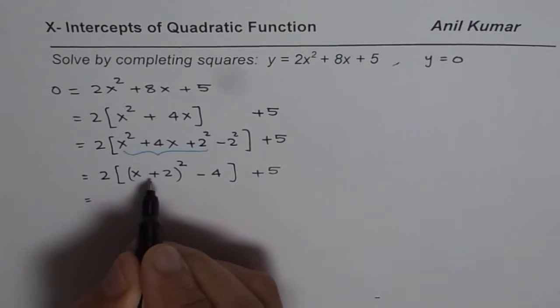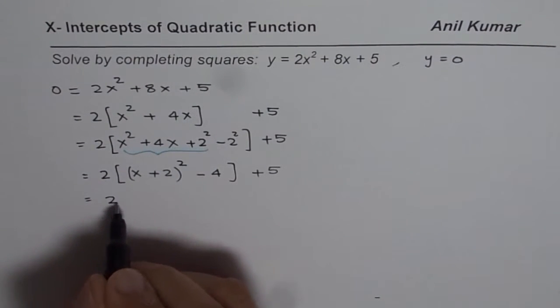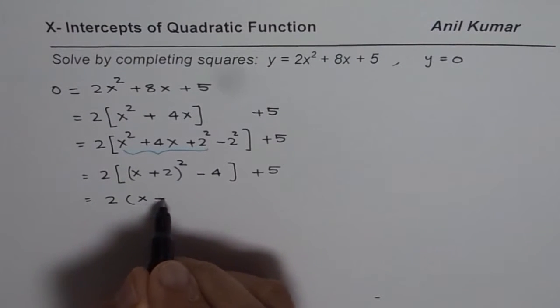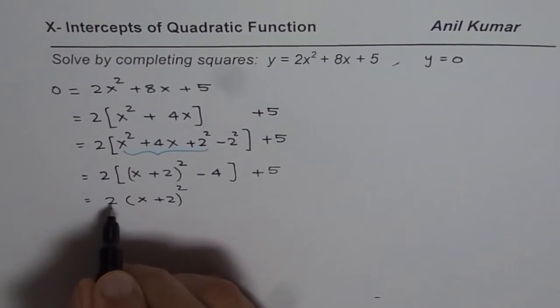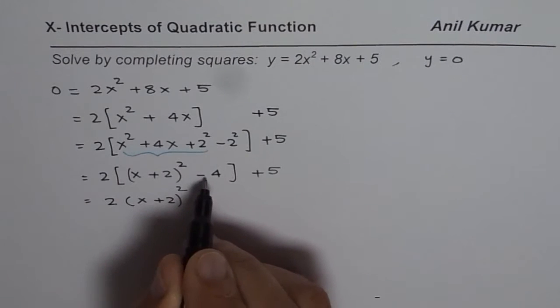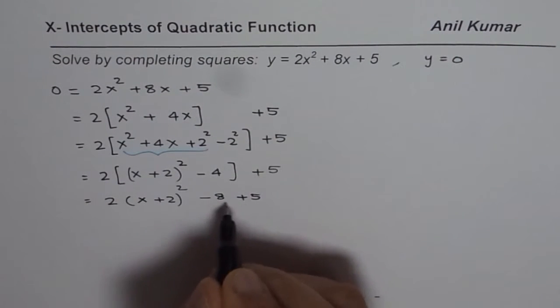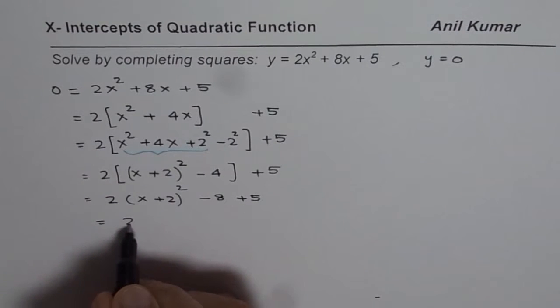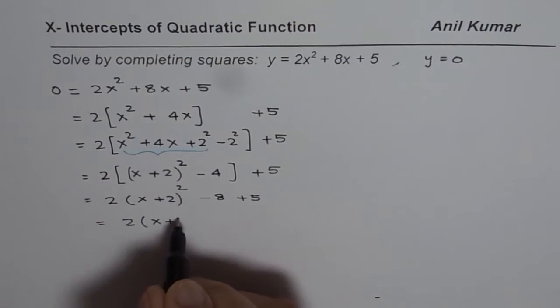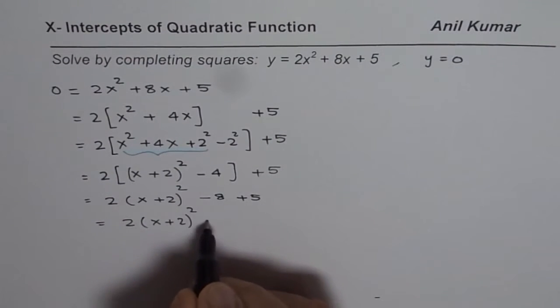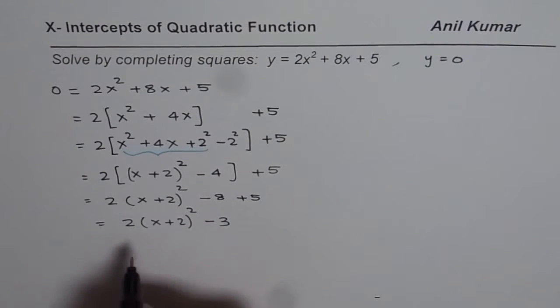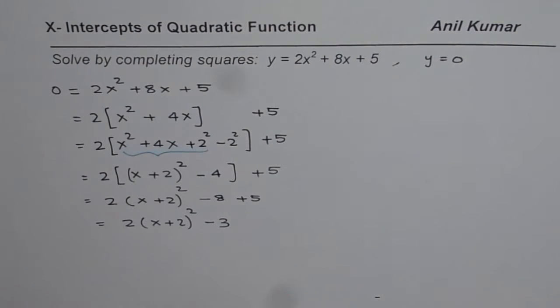Now let's open this bracket and apply the distributive property. We get 2 times x plus 2 whole squared. 2 times minus 4 is minus 8, plus 5. Now we can combine these two terms. We get 2 times x plus 2 whole squared minus 3, right? Now that is completing the squares.